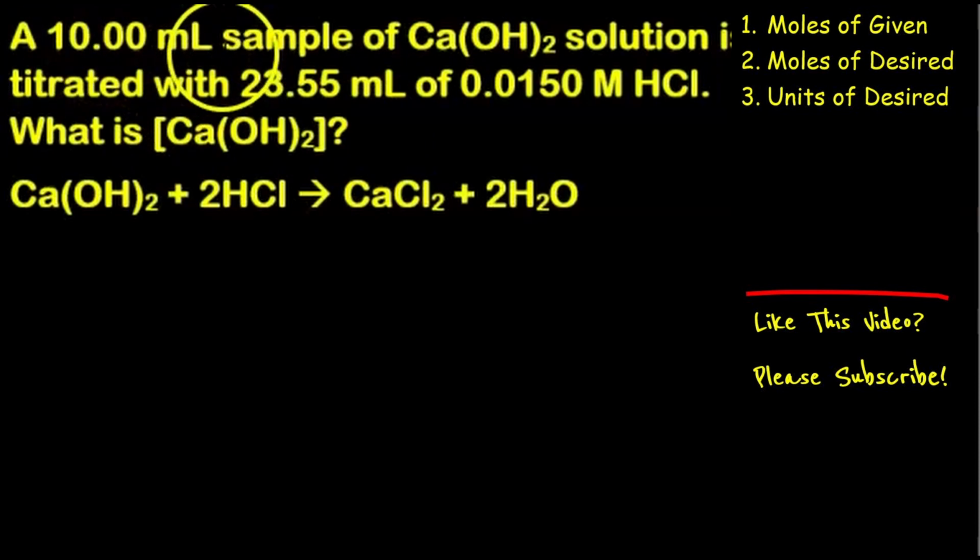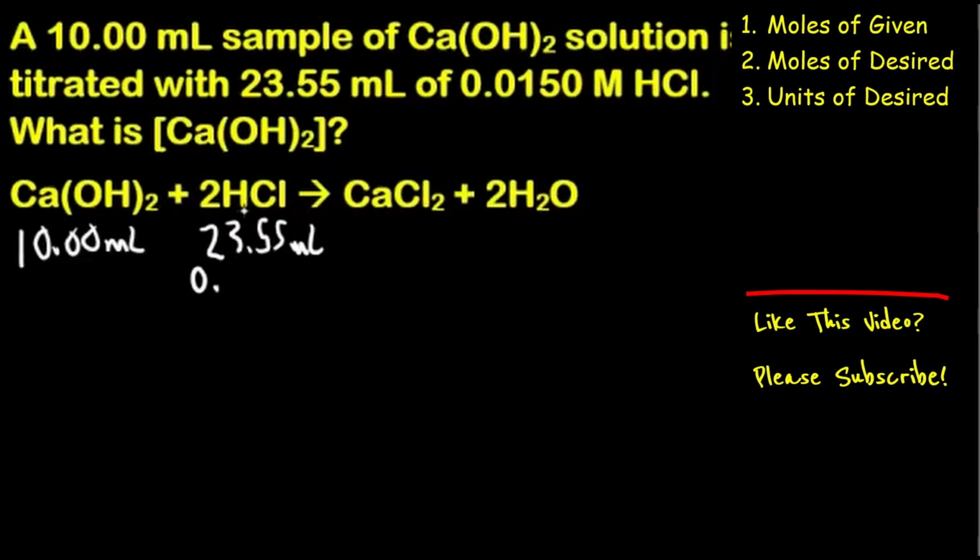Okay, so a 10.00 milliliter sample of calcium hydroxide. I'm going to put this in here just so we work through it as we read it. Is titrated with 23.55 mL of HCl at this concentration. So HCl is here, and we have 23.55 milliliters that we used of it, and 0.01150 molar. And capital M means molarity, which again is a hidden unit. It means moles for every 1 liter. And I would put that in: moles for 1 liter.